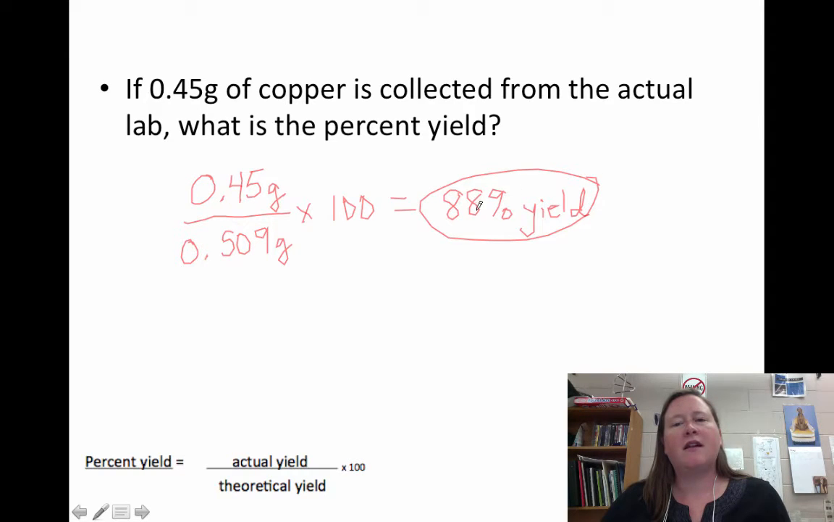There were some groups in the lab that ended up getting a higher than 100% yield, and the only way that could have happened is if there was something else in the container that they collected their copper in, and there's your little copper bits. Theoretically, we should be able to get 0.509 and no more than that. So if there is greater than 100% yield, you can't just magically make more copper. It means that there are some foreign bits in that that are causing a higher yield than what could theoretically be possible.